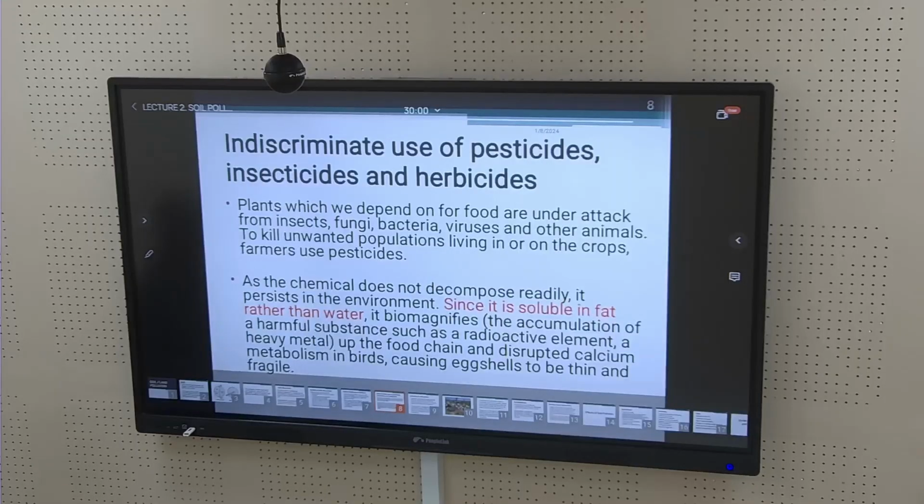As the chemical does not decompose readily, it persists in the environment. Since it is soluble in fat rather than water, it biomagnifies, the accumulation of harmful substances such as a radioactive element and a heavy metal up the food chain, and disrupted calcium metabolism in birds, causing eggshells to be thin and fragile.